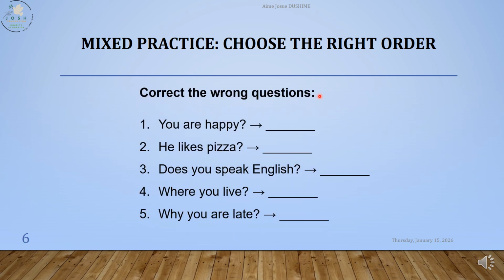Let's see the practice. Correct the wrong questions. You are happy? He likes pizza. Does you speak English? Where you live? Why you are late? So you will correct the mistakes and then you write the answers in the comment section.